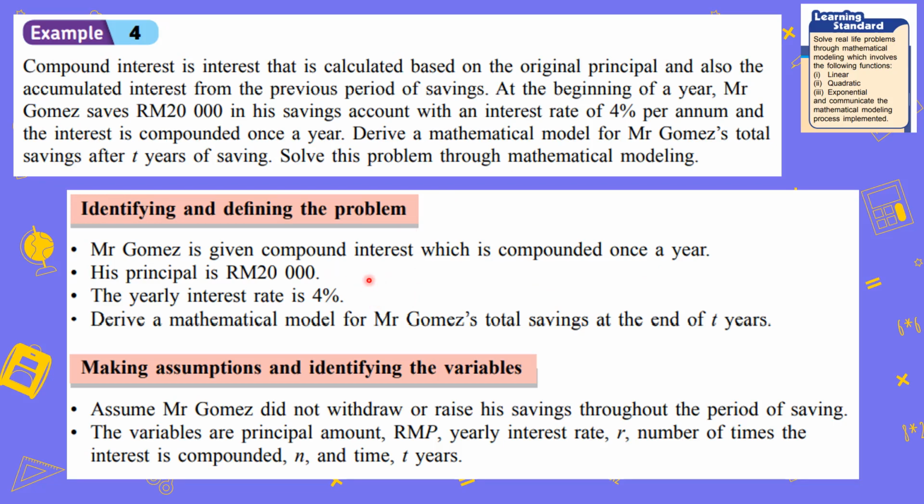This is the information given in the question, and derive a mathematical model for Mr. Gomez's total savings at the end of 3 years. Okay, this is what the question asks you to do.